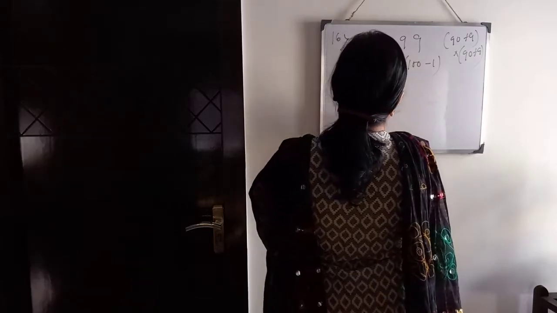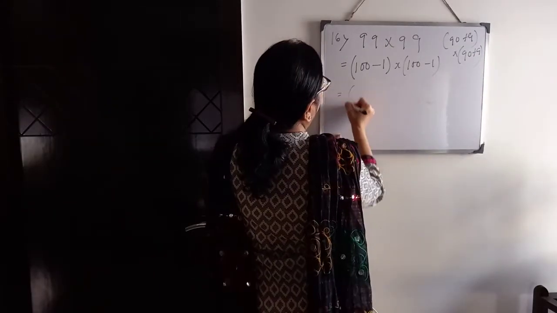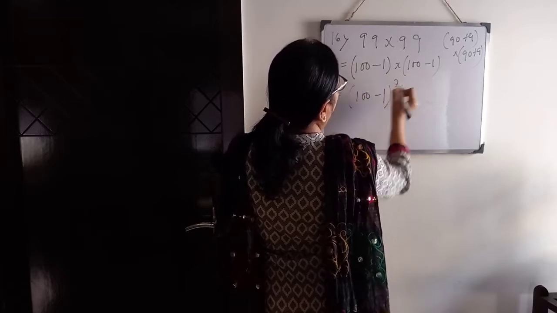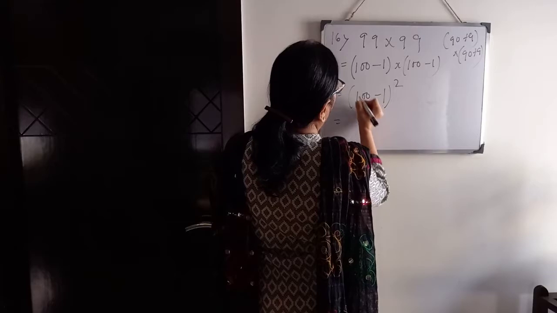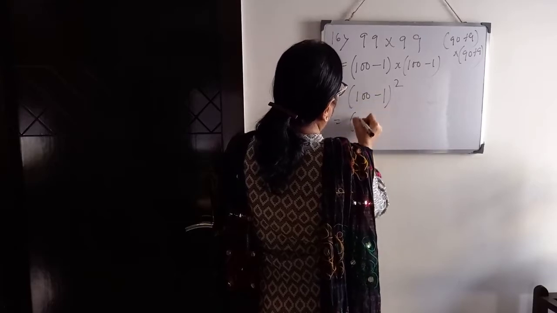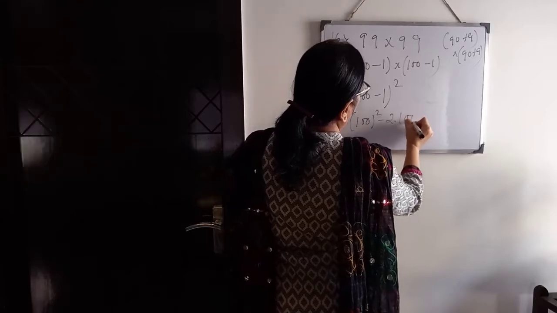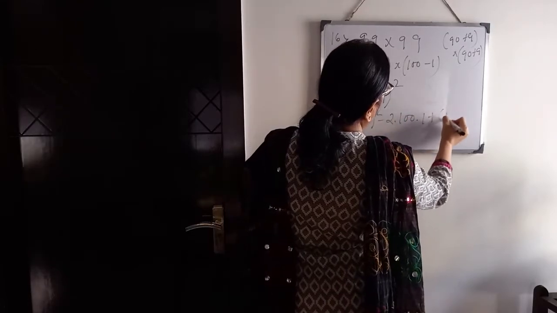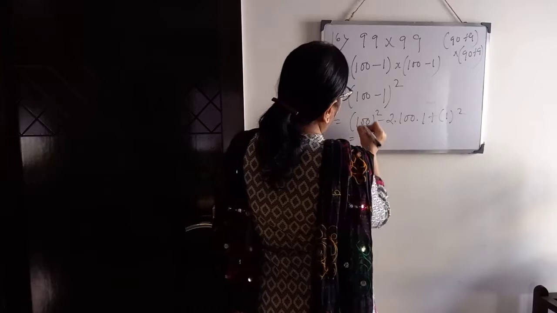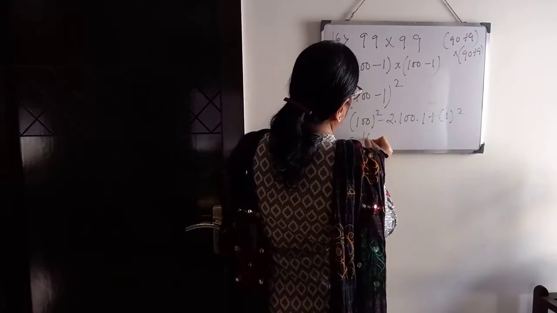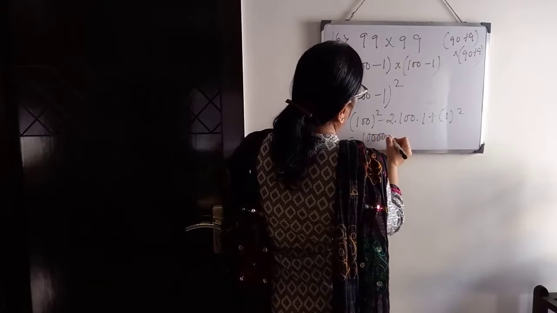Better we will do by this form. So here 100 minus 1, twice it is coming, that means whole square. So it is in the form of a minus b whole square. So we can write a square minus 2a into b plus b square. Now I have told you 100 into 100 you have not to multiply. After 1 you will put 4 zeros.